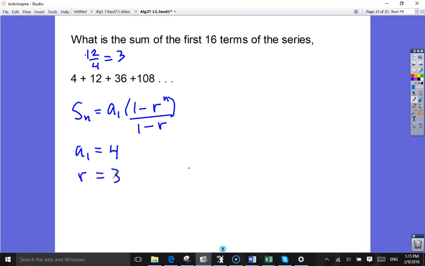And how many terms are we adding up? 16 terms, so n equals 16. So that's what needs to be plugged in here. We're going to plug in 4 times 1 minus 3 to the 16th divided by 1 minus 3. For that, you're going to want to use a calculator, obviously.